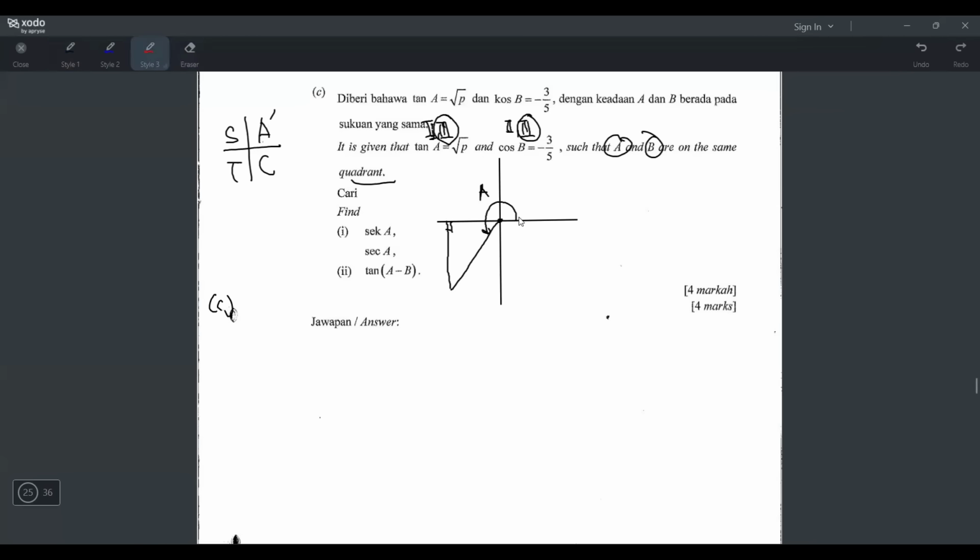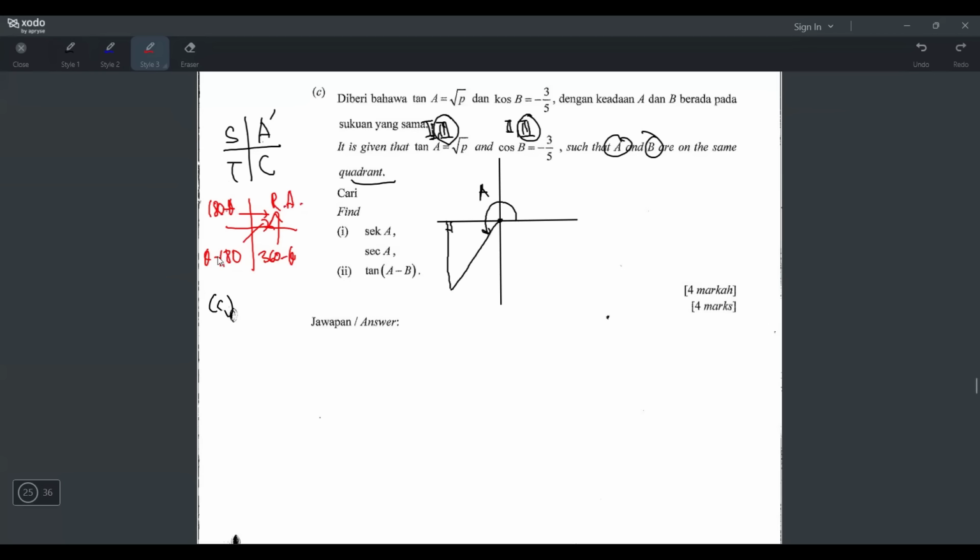So the angle is more than 180 already, so it cannot fit inside the right angle triangle. So you better find the reference angle. So let me show you how to find the reference angle. If it's quadrant 2, you take 180 minus theta. If it's quadrant 3, you take theta minus 180. And if it's quadrant 4, you take 360 minus theta. This is how you find the reference angle when it's quadrant 2, quadrant 3, quadrant 4.